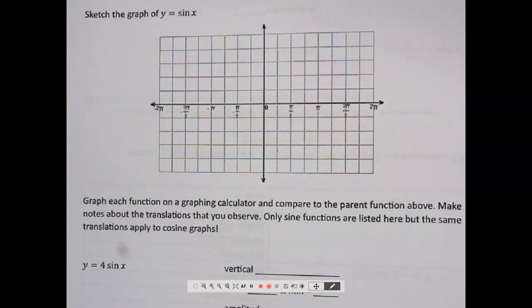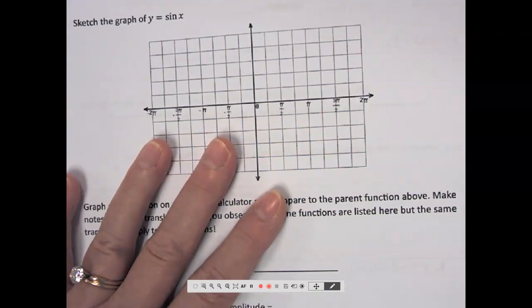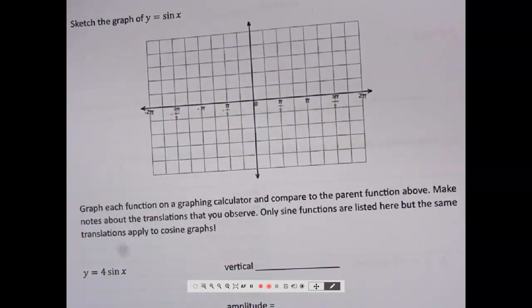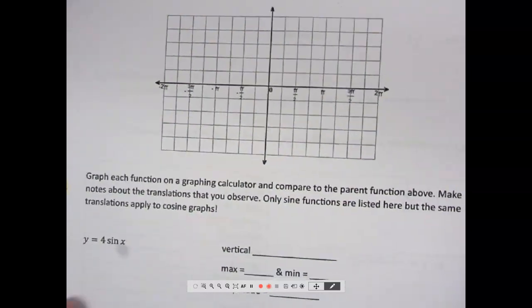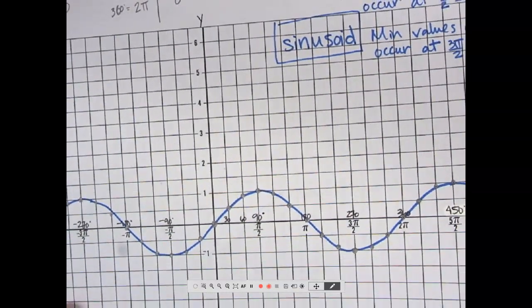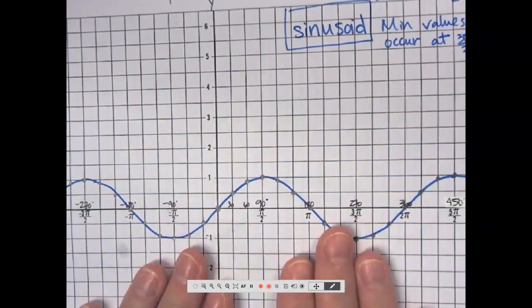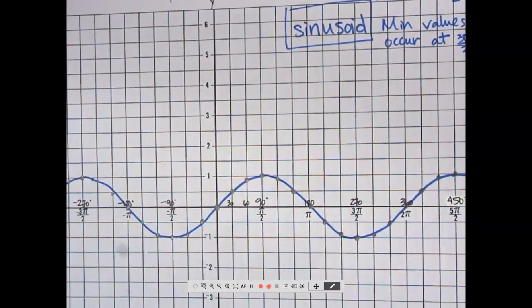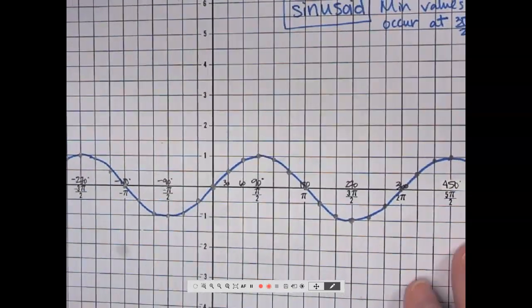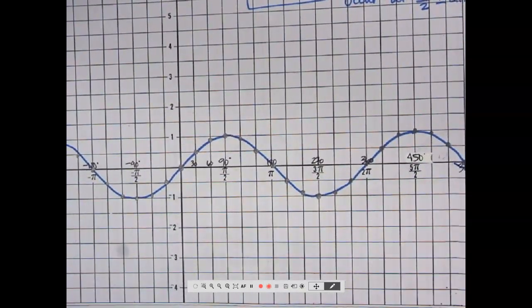What I want to do with you first is we're going to sketch this sine graph on paper. So go ahead, you can get out your sine graph if you want to, or I'm going to show you mine as well. But we're going to translate this to just sketching it on some paper. Okay, so what I want you to notice are these important points.